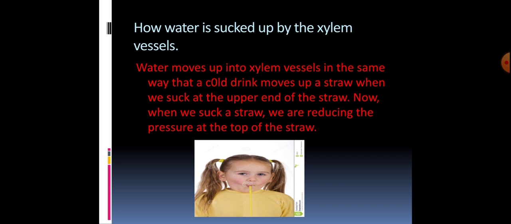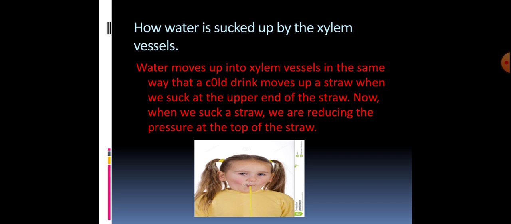Students, have you ever observed how we suck a cold drink through a straw? When we put a straw in a cold drink, the cold drink from the bottom moves upward. How? I will explain to you. As we dip a straw in a cold drink, the cold drink at the bottom of the straw has maximum pressure, high pressure. This pressure is atmospheric pressure. Due to the high pressure at the bottom, the cold drink moves upward to the mouth.